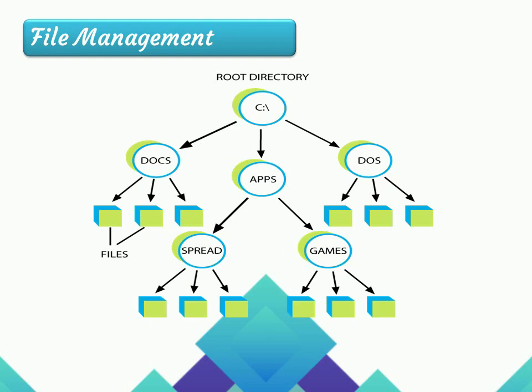So this is about file management, and we will see a picture of it. Here is a flow diagram. The root directory has been divided into three folders: two folders for documents and one folder for apps. The two document folders are again divided into three files. Likewise, we segregate the files according to the needs of the user. The apps folder has been divided into two, spreadsheets and games, and the games folder is again split into files. So likewise we can organize the files here.